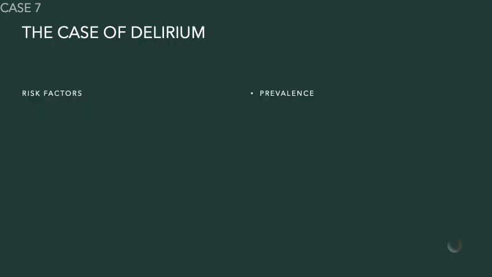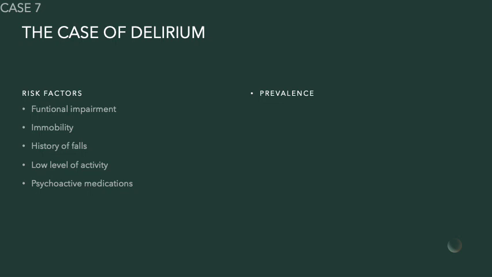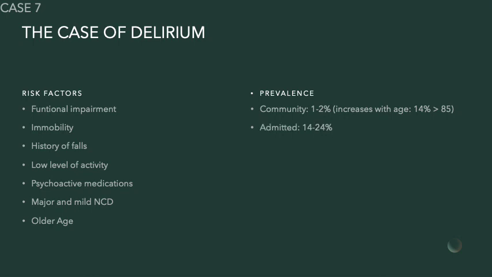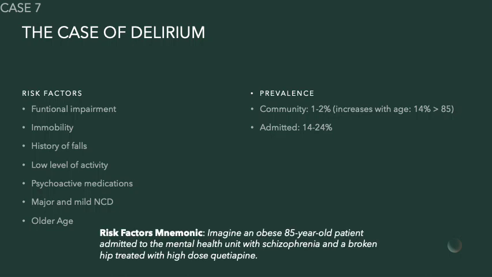Risk factors for delirium include functional impairment, immobility, history of falls, low level of activity, psychoactive medications, history of major or mild neurocognitive disorder, and older age. Community prevalence is between 1 to 2%, and then this increases with age. Prevalence in admitted patients is 14 to 24%. As a mnemonic for risk factors, imagine an obese 85-year-old patient admitted to the mental health unit with schizophrenia and a broken hip treated with high-dose quetiapine.